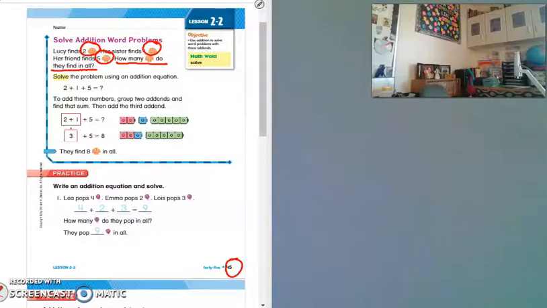So our numbers here are Lucy has 2, plus her sister finds 1, plus her friend finds 5. We're trying to find out all together how many seashells there are. So the first thing that we're going to do is choose 2 numbers to group together. And then that will tell us the last 2 numbers we have to add up. So what 2 numbers would you like to add together? Jacob?